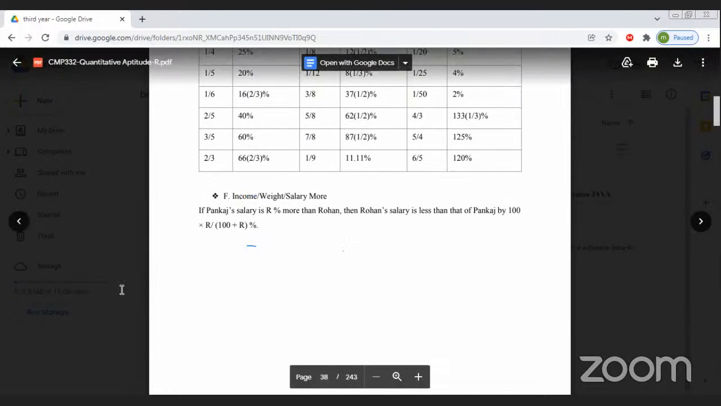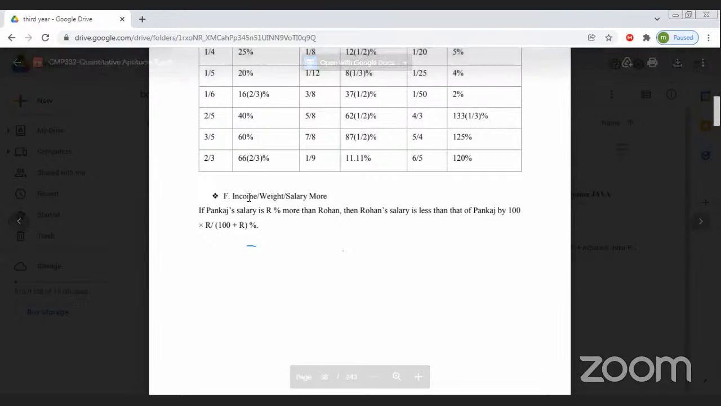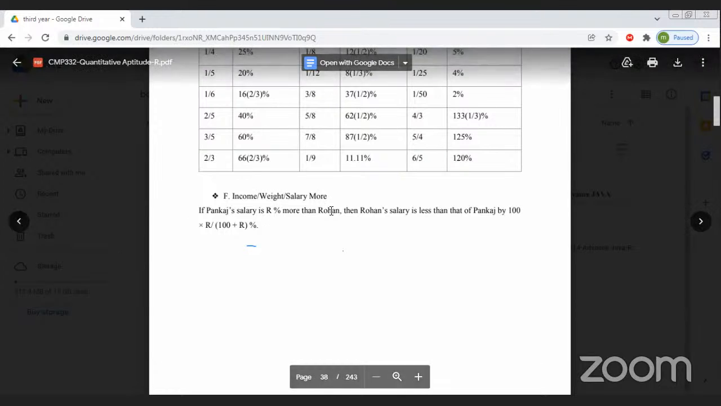Now over here, this percent relation is with our income, our wage, and also the salary. If Pankaj's salary is R% more than Rohan's, and Rohan is X, that means Pankaj's salary will be X plus R%. Then Rohan's salary is less than that of Pankaj by 100 into this whole part. This is the formula which you have to use.